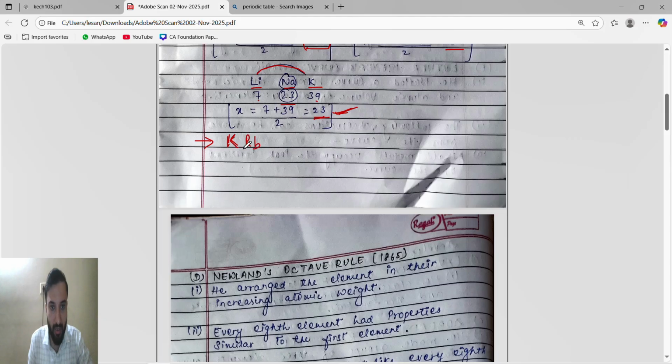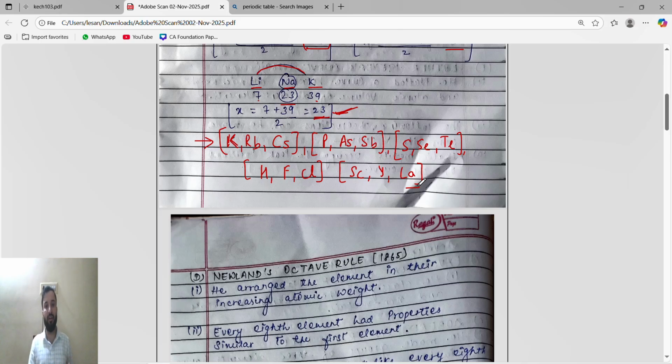K, Rb means potassium, rubidium, cesium. Okay, Dobereiner's triads, remember, triads are important. K, Rb, Cs, then P, As, Sb, then S, Se, Te, then hydrogen, fluorine, chlorine, then Sc, Y, La. Okay, these are the other triads which you have to keep in your mind.